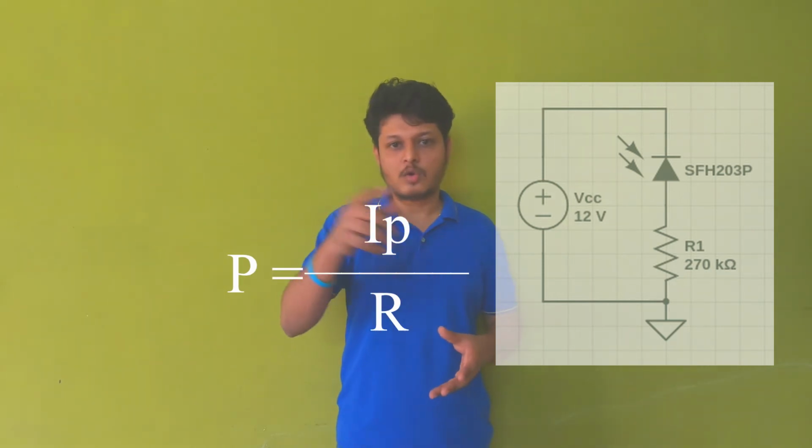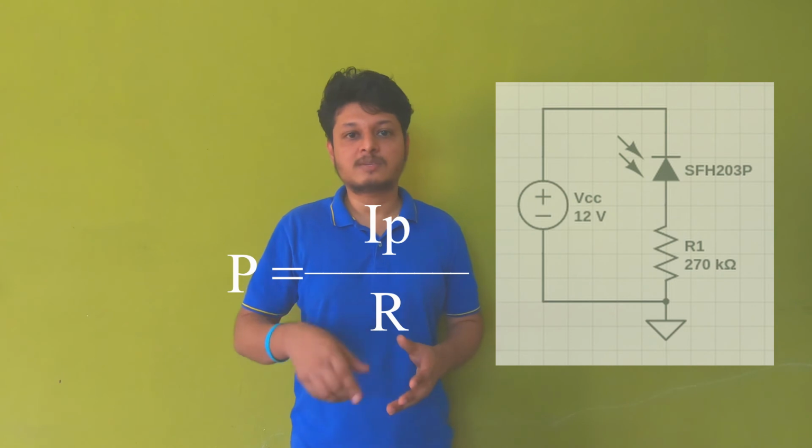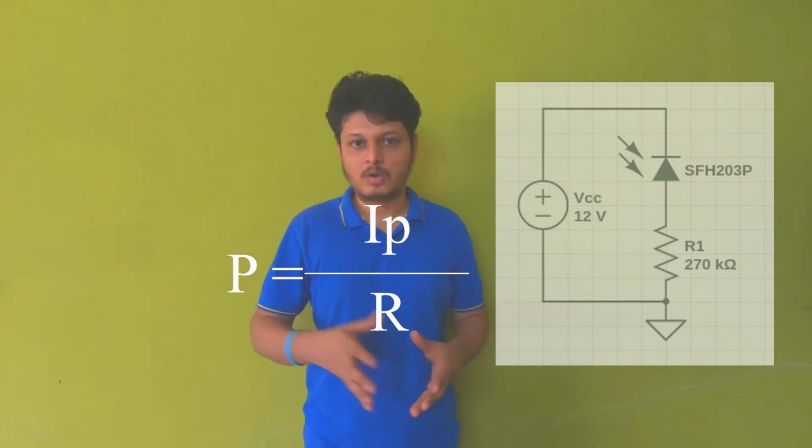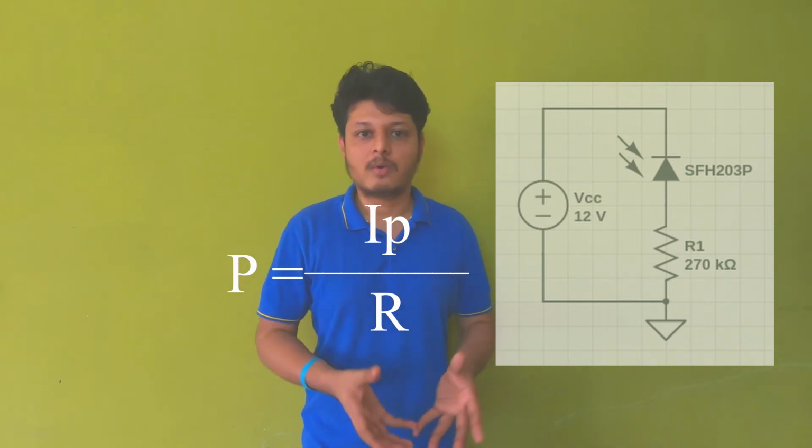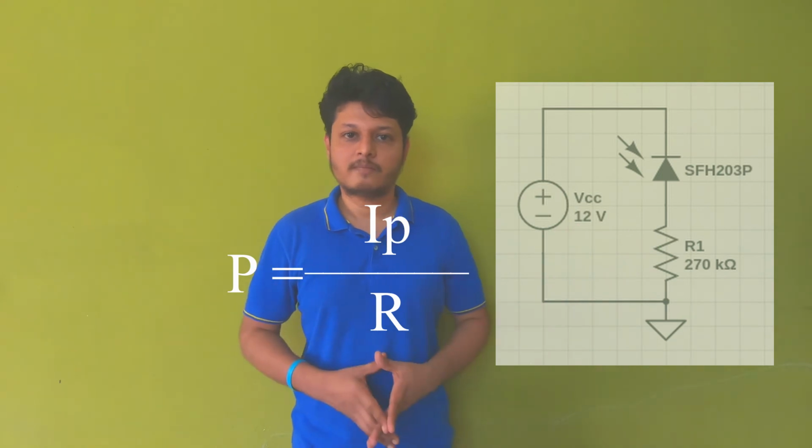If we divide this photocurrent I_P by the responsivity value that we just found out, this will give you the optical power incident on this photodiode. So this is the simplest circuit to measure optical power using a simple photodiode.